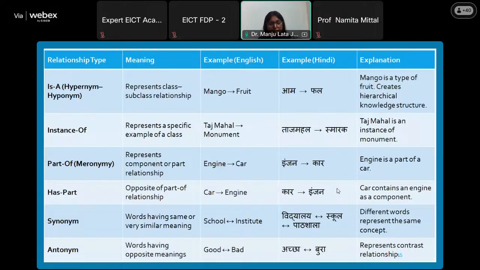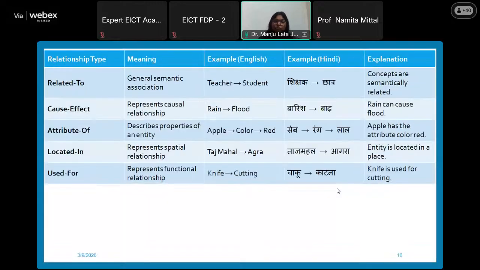Synonym, already discussed. One particular term can have multiple vocabularies like Vidyalaya, school, Pathshala, Shiksha Kendra, Shikshan Sansthan. All are conveying the same meaning. Antonym is reverse or opposite to each other, so they are also semantically related. Related to is also one of the relationships, like Shikshak and Chhatra. You cannot visualize them apart. They are related to each other.